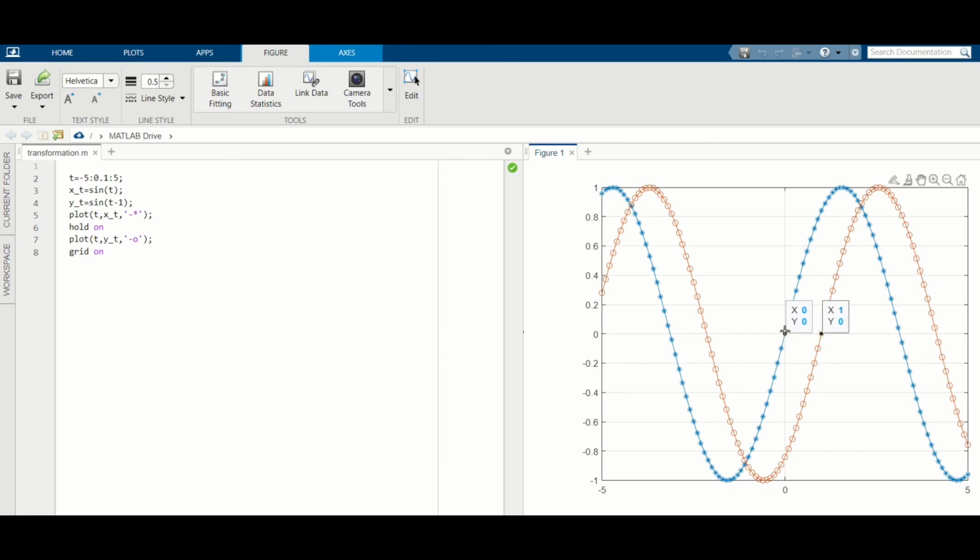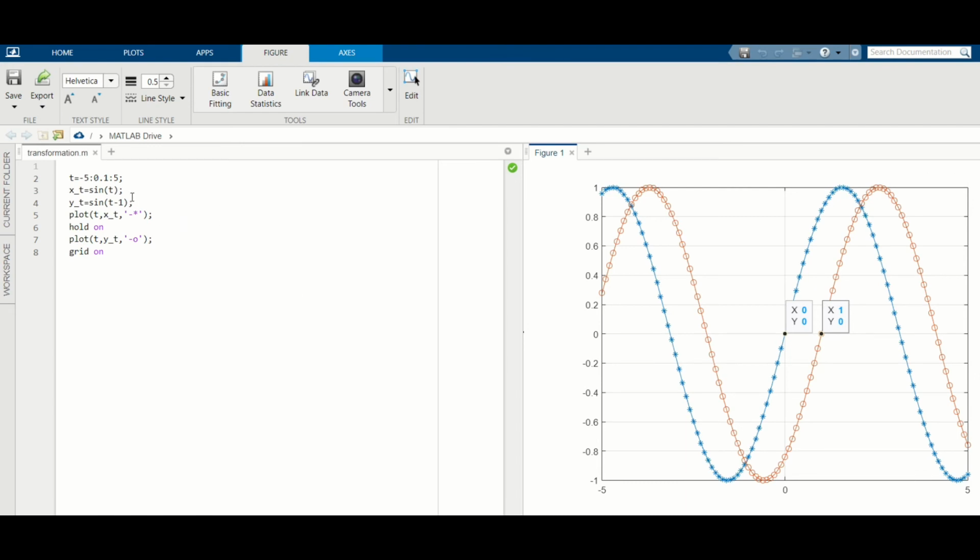So earlier the signal was taking 0 value at x equal to 0 comma 0, now the same value is given at 1 comma 0. That means your signal is getting advanced at every step. So you will see an advanced version of your signal.